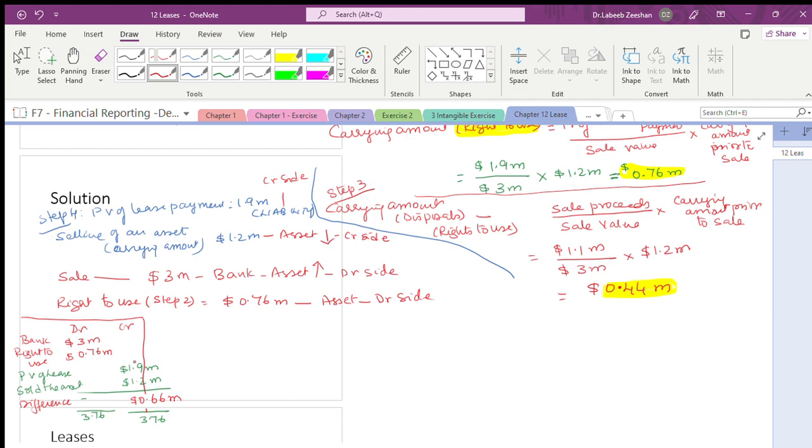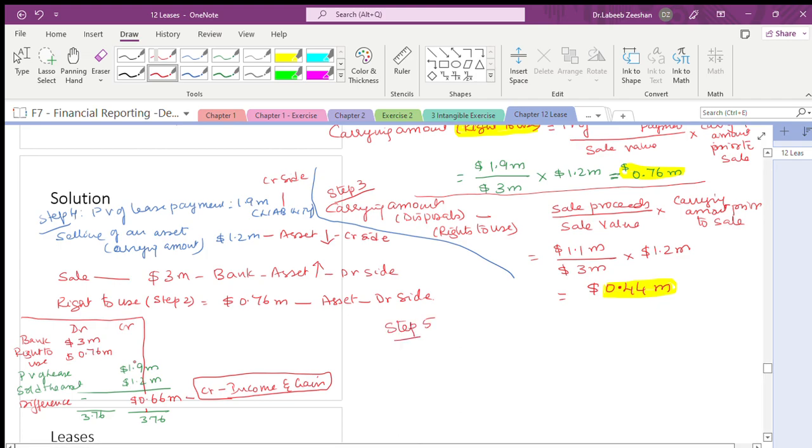Rule says that if there is a credit, nominal account says credit all income and gain. How much is the gain we are getting? 0.66 million. This is the gain we are getting. Fine. 0.66 million.